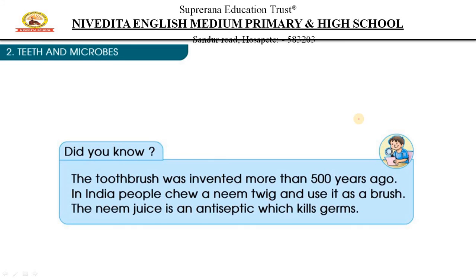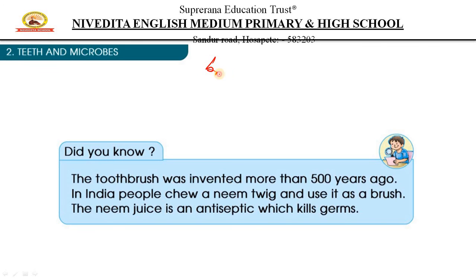So the toothbrush was invented some 500 years ago, and Indians, especially in rural areas, use a neem twig, the small thin stem of neem, and they go on chewing that small stem. So what happens? The juice that comes out is highly what? It's bitter and it's antiseptic.